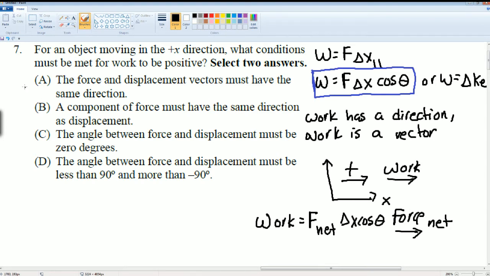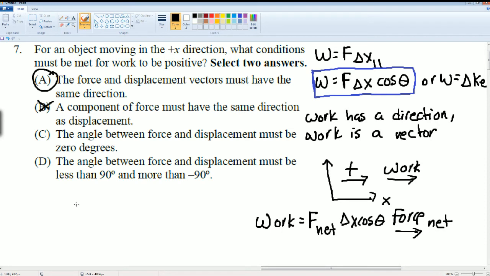So the force and displacement vector must be in the same direction. Yep, that looks good. A component of force must have the same direction as displacement. No, it can't be a component. It has to be the whole force. The angle between the force and displacement must be 0 degrees, and the angle between force and displacement must be less than 90 and more than negative 90.